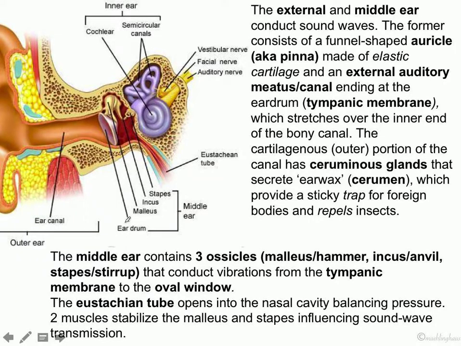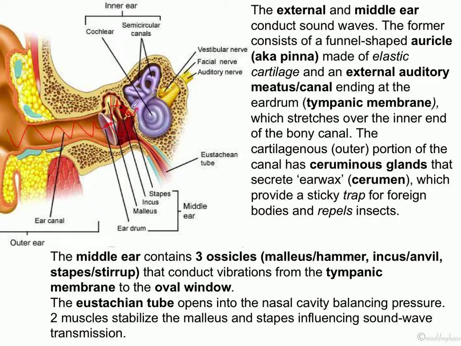The external ear and the middle ear conduct sound waves. Sound waves come in here. They vibrate the tympanic membrane. Vibrate. And then the tympanic membrane goes onto three ossicles. And then they vibrate here. Right there. And that's the middle ear. Right here. And then from there, we get into the inner ear. And that's where the magic happens.